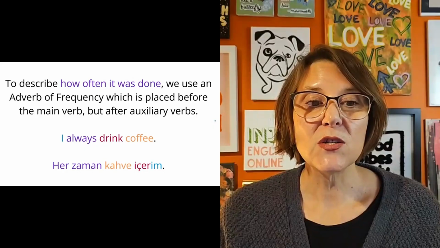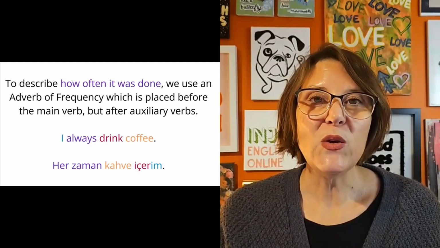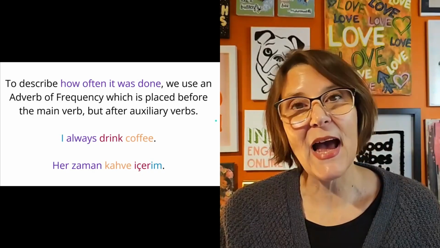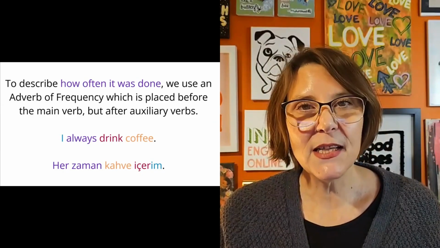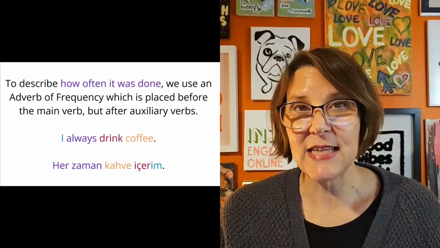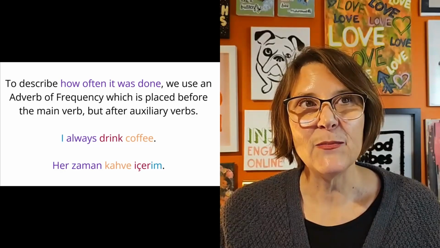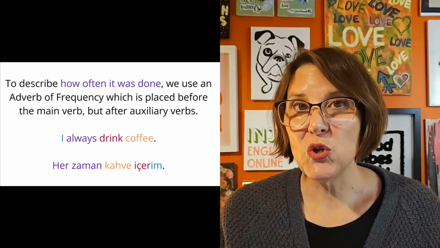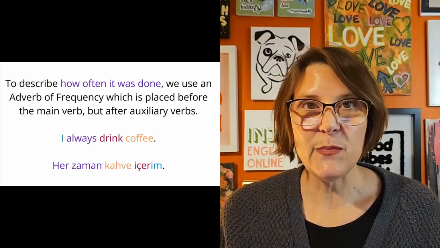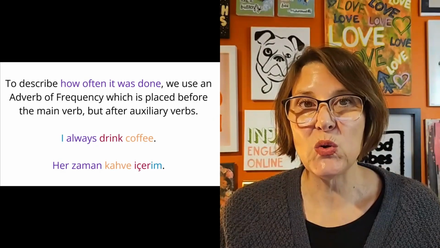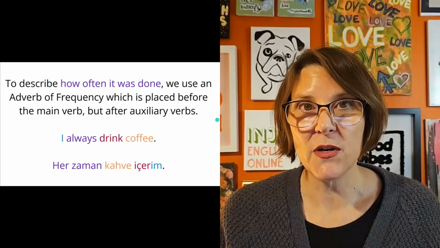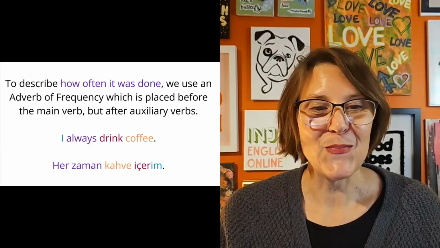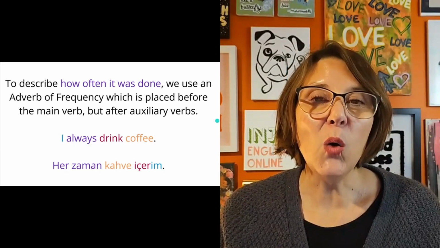Now, to describe how often it was done, we use an adverb of frequency, which is placed before the main verb but after an auxiliary verb. The auxiliary verb, you might remember as an example, is when we say, I do eat pizza. Do you eat pizza? Yes, I do eat pizza. Remember when we did the do, does questions during our construct week, which I believe was last week, but it seems forever ago. All right, here we have, I always drink coffee.